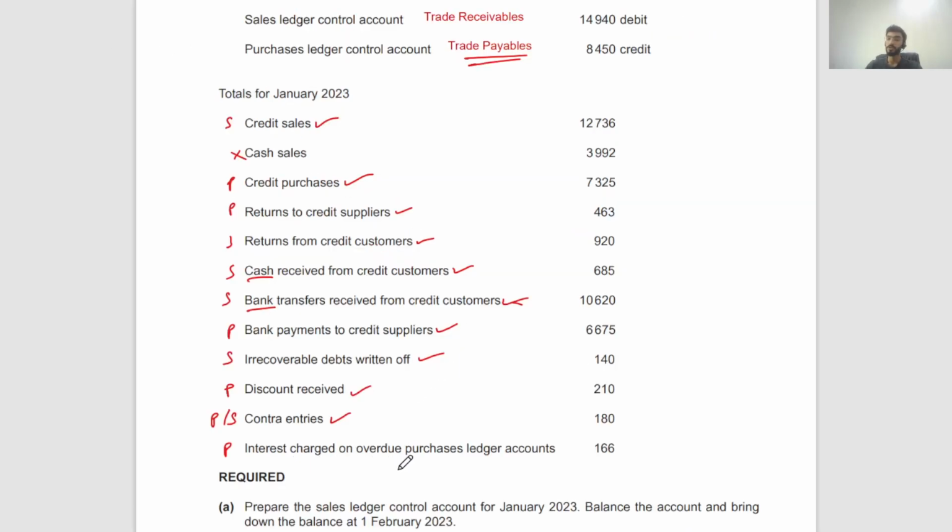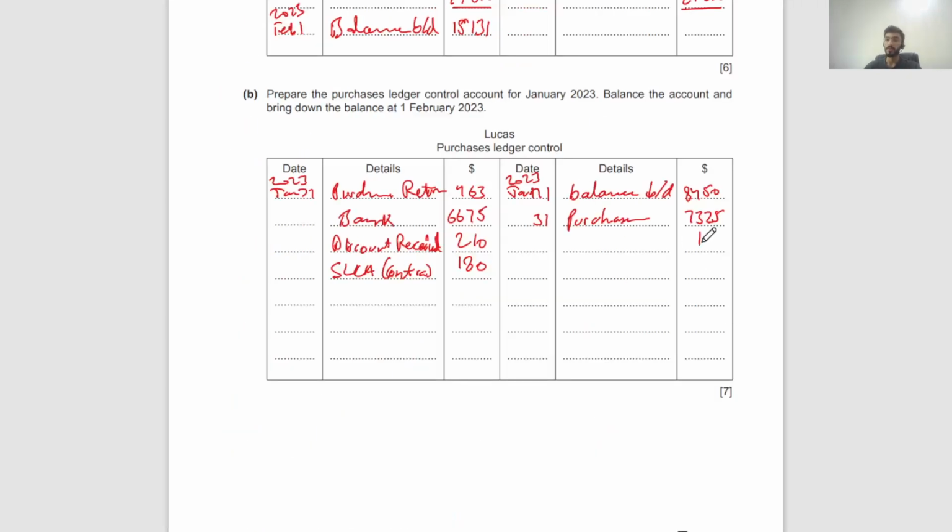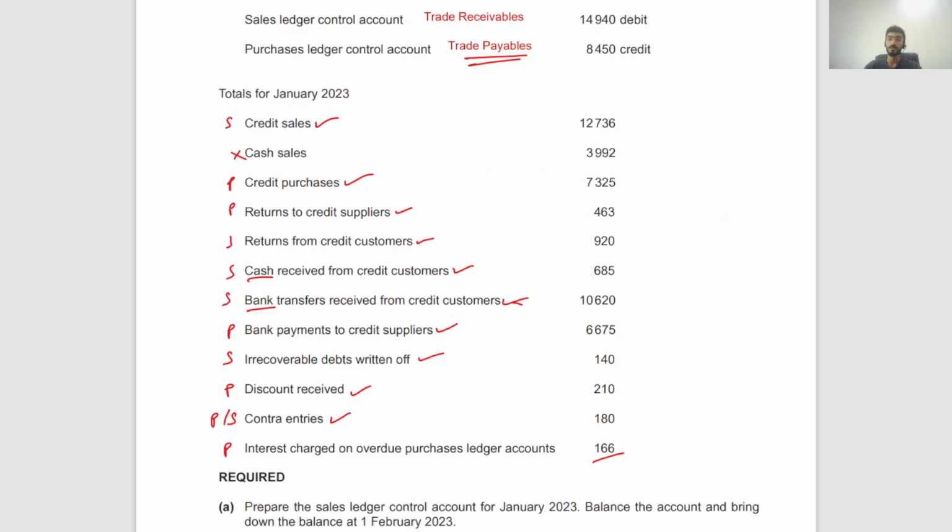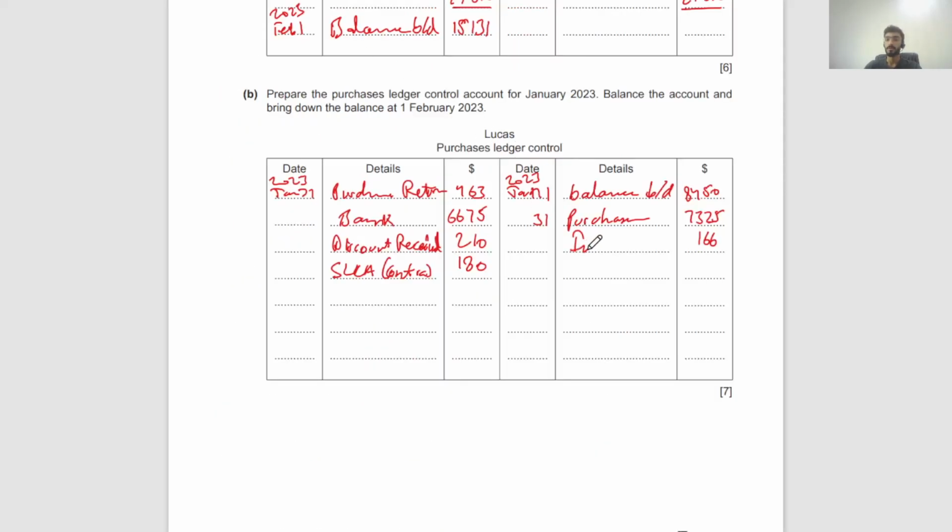Now, interest charged on overdue purchases ledger accounts. You didn't pay on time, now you have to pay interest. And that's a payable, it increases your payables. So credited 166. Is that the right amount? Yes. Interest charge. Fine. All we have to do now is just balance this.